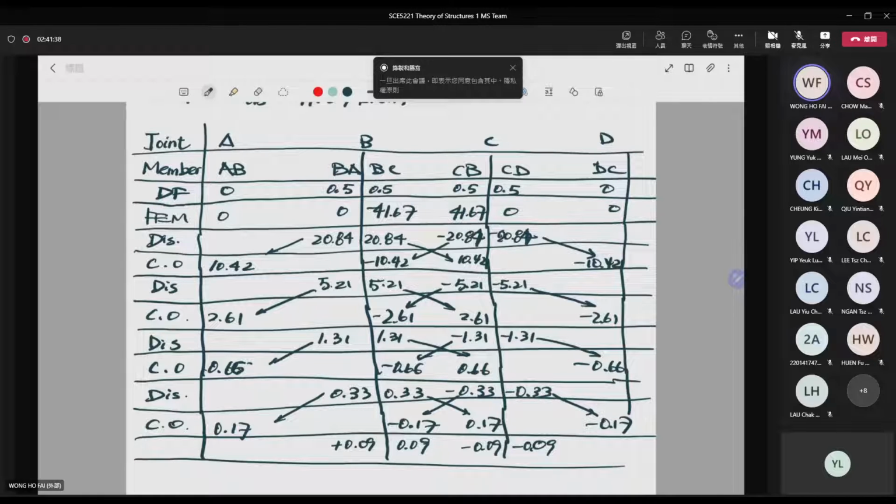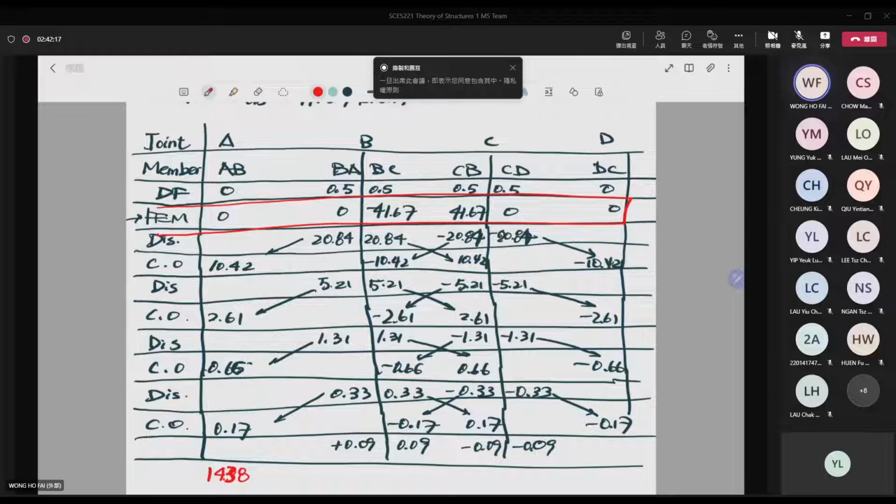Then we just add all the values together. We will start from the fixed end moment, from this column, and then add until the end. So for here, you will just have 10.42 plus 2.61 plus 0.65 plus 0.17, which is equal to 14.38 here, as the member end moment first.